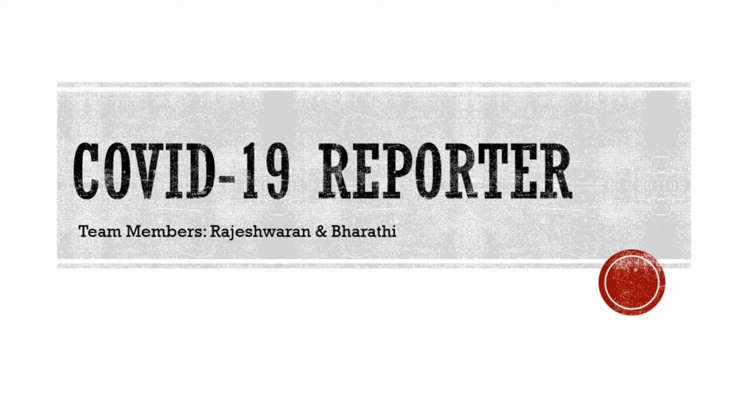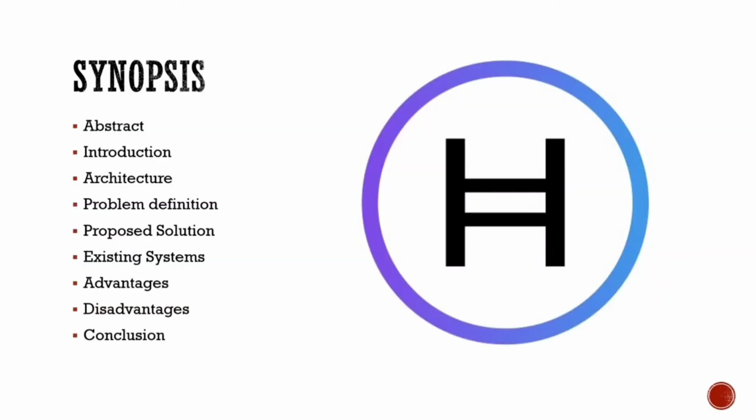We'll continue with Bharathi. These are the topics: synopsis, abstract, introduction, architecture, problem definition, proposed solution, existing system, advantages, disadvantages, and conclusion. Now let's see the abstract.